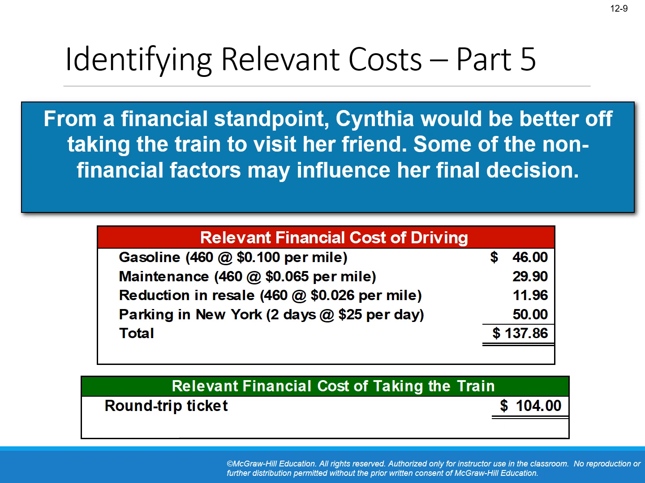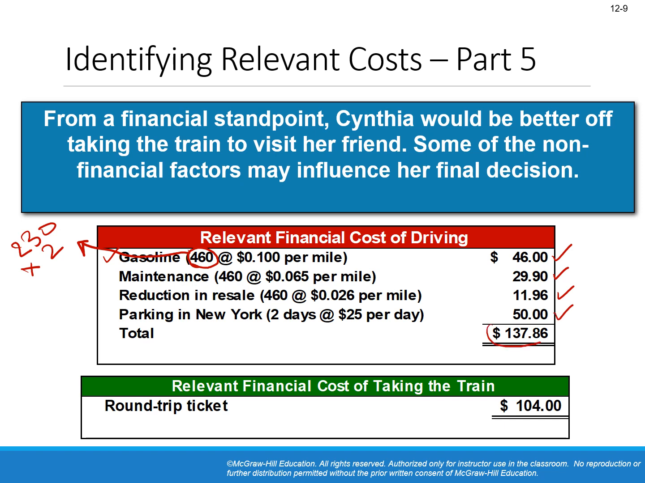So the relevant financial costs of driving: the gasoline, which is $0.1 multiplied by 460 miles. This number is the 230 one-way, so going back, you will multiply it by 2. So $46 is the cost of the gasoline. Maintenance, 0.065 per mile, so estimated maintenance and repair, $29.9. Reduction in resale value is relevant, of course, and it's estimated to be $11.96. And finally, parking 2 days in New York is a $50 thing.